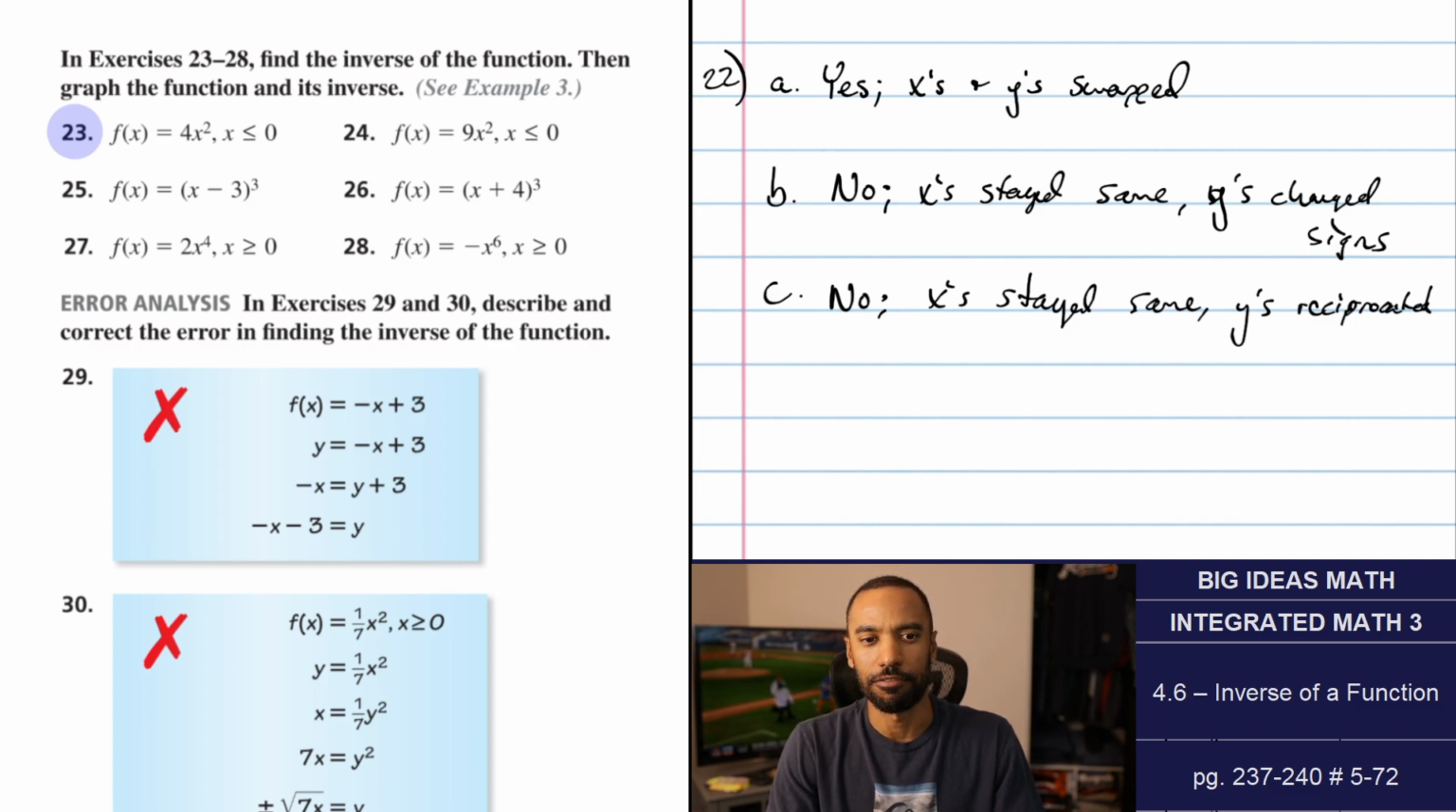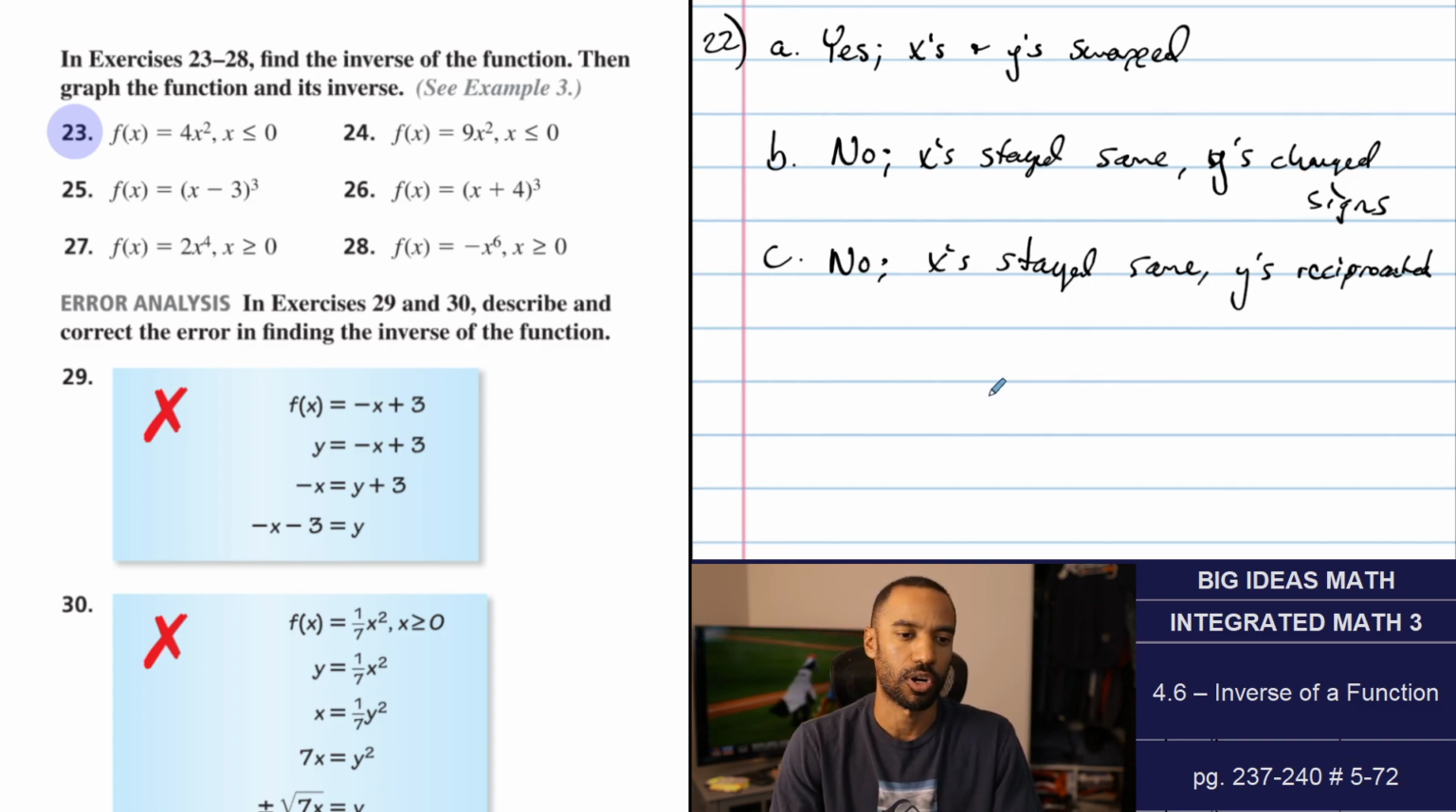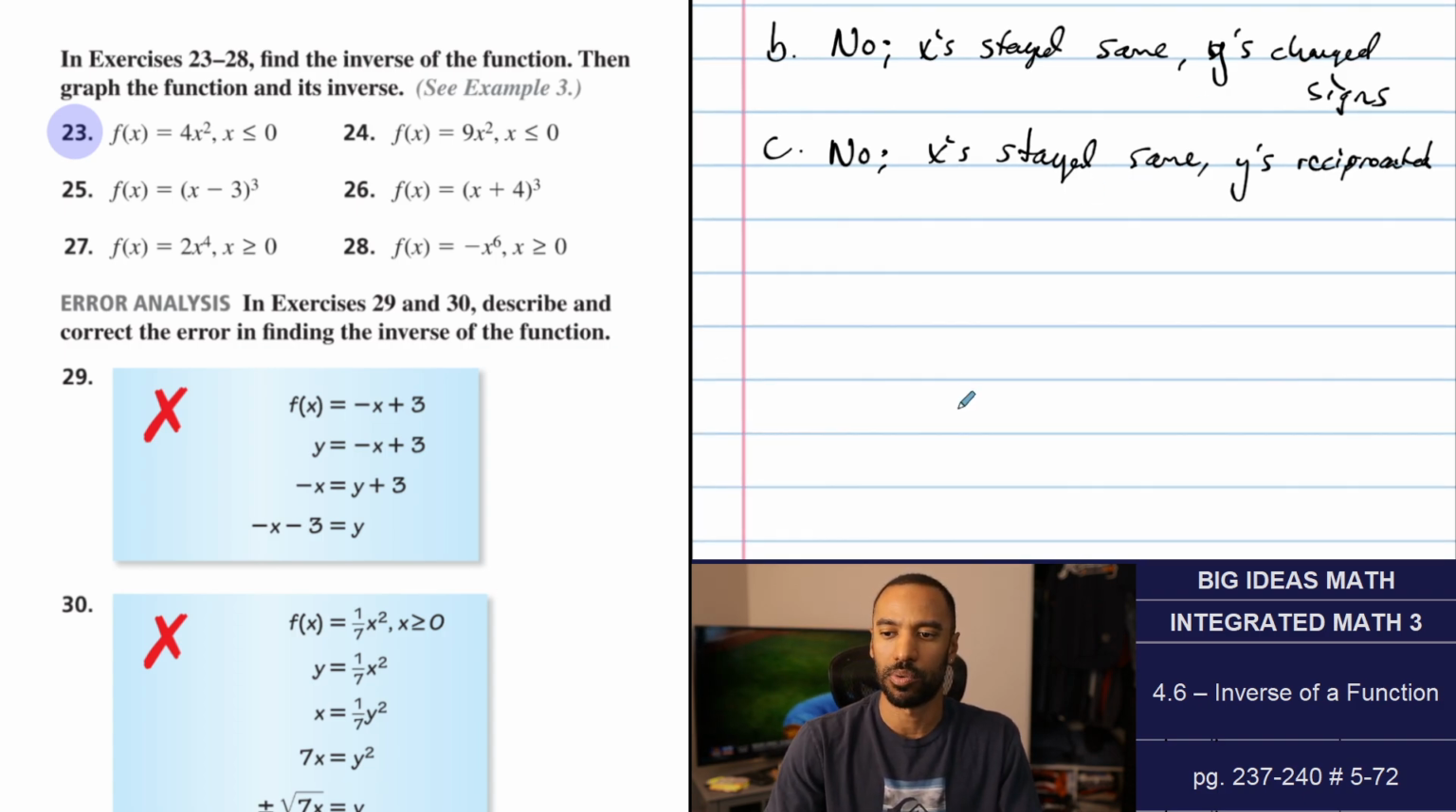Okay, numbers 23 to 28. Find the inverse of the function, then graph the function and its inverse. Same instructions as before, but this time they're not linear. This time they're quadratics, they're cubics. They give us some domain restrictions for some of the even functions, things like that we're going to do.